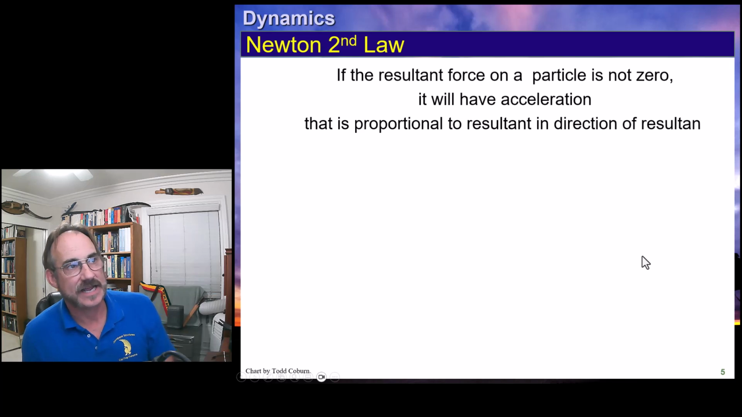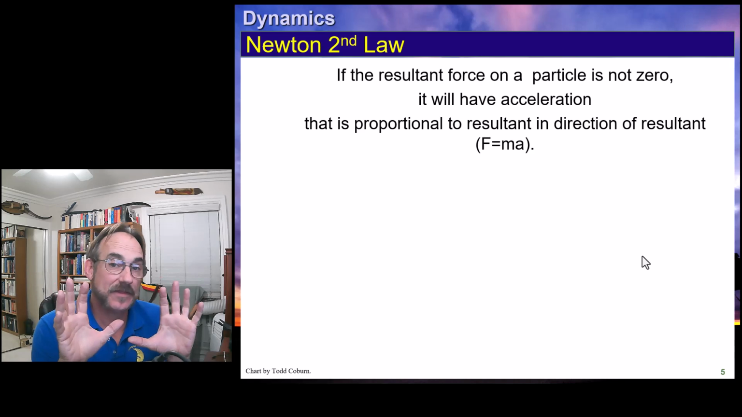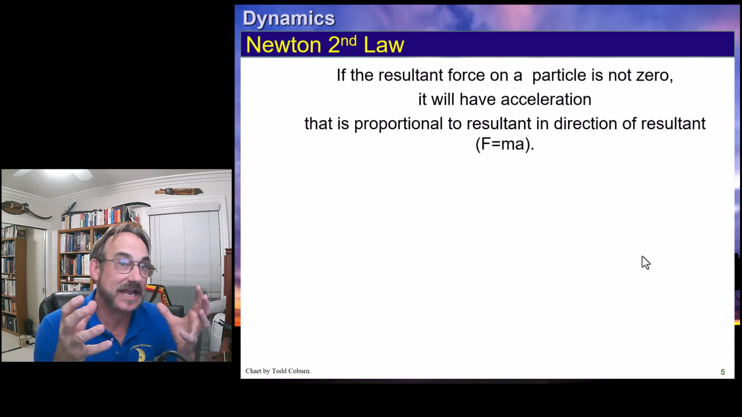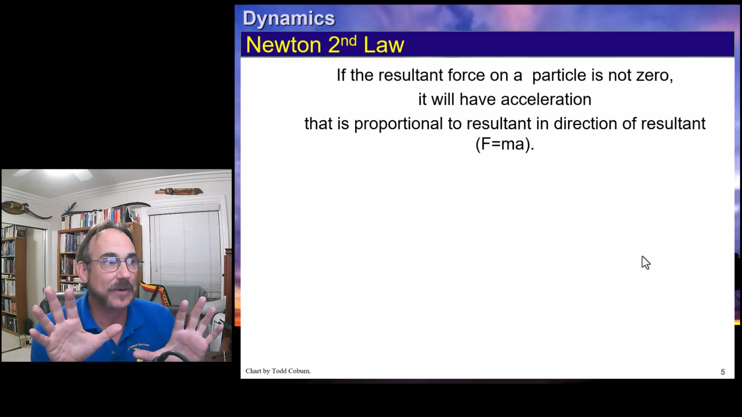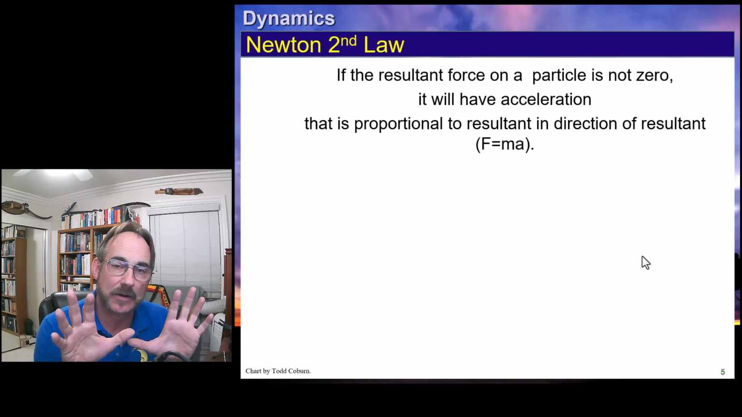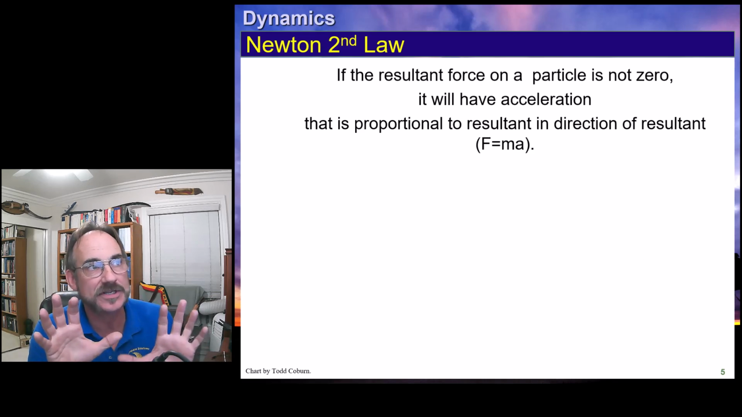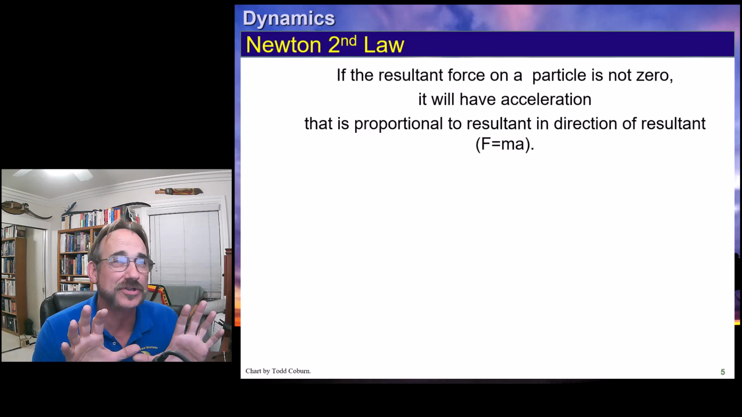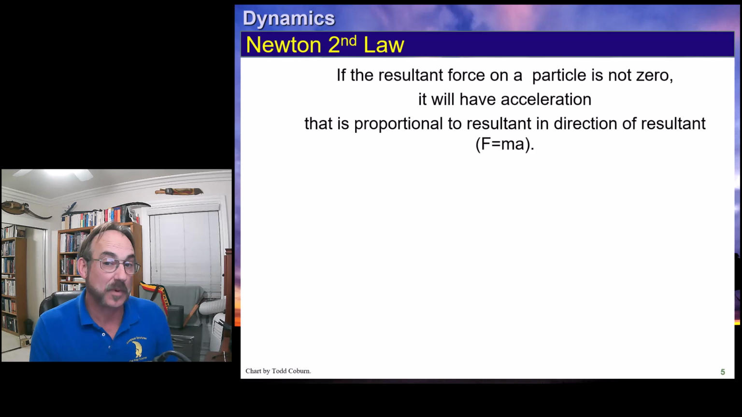Newton's second law says that if the sum of the resultant forces, meaning adding all the forces together, is not zero, then we're going to have an acceleration that is proportional to the resultant and in the direction of the resultant. So F equals ma. This is where this idea comes from. The sum of forces is equal to the mass times acceleration.